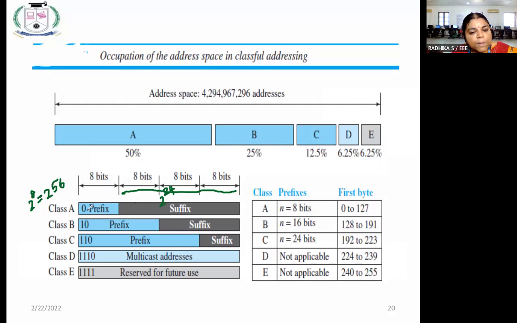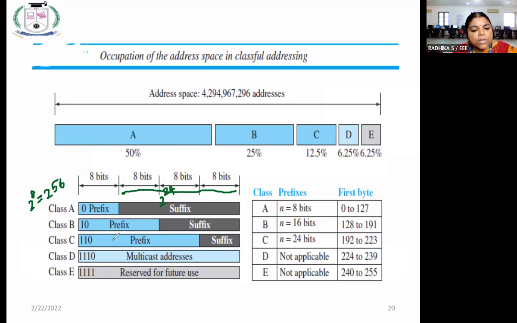That is the main problem. And on the other side, as the suffix is 2 power 24, it is of very long length, isn't it? So for this very long length, 2 power 24, for one particular organization, it is very much higher, which means most of the addresses are said to be wasted. Likewise, even for the mid-size organization, they found it's not suitable.